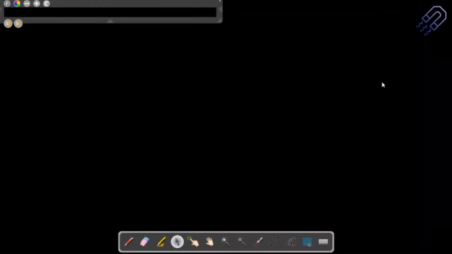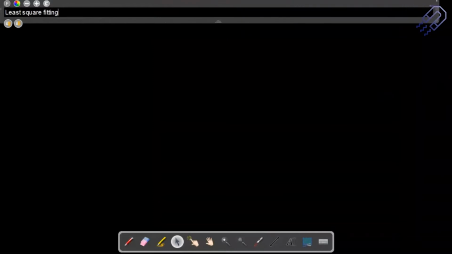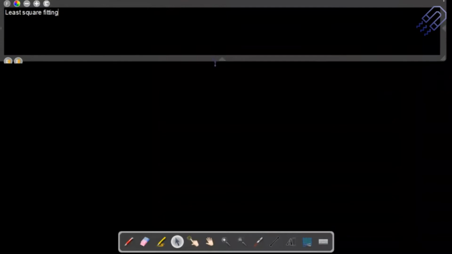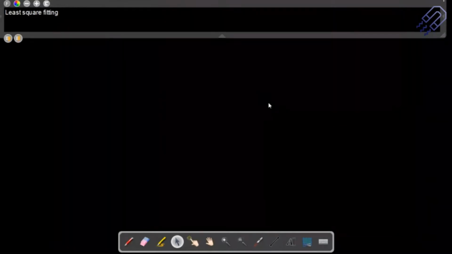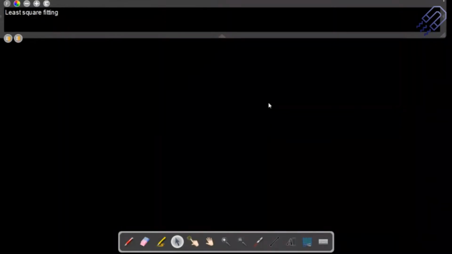Least square fitting. We are almost at the end of this unit, so with this we'll complete it. Sometimes when you are doing any kind of graphical representation, you get some points on the graph which are scattered, and you want to assign a particular pattern to it. You want to know its behavior, and for such purposes least square fitting plays a very important role.